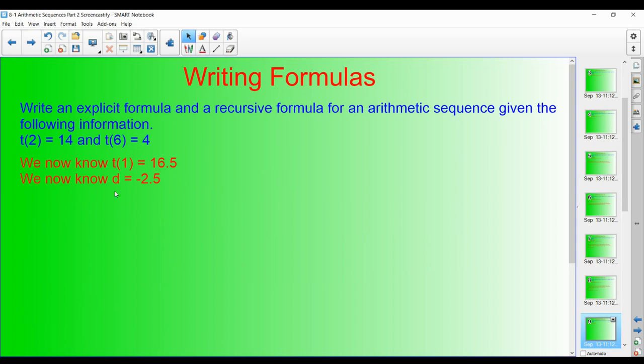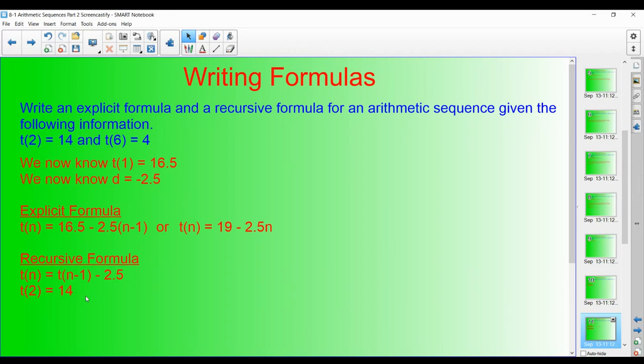So we know T1 equals 16.5. We know that the common difference is negative 2.5. So in first term form, okay, T of n equals our first term. Now we have a minus because we're going down, so minus 2.5 is our change, times n minus 1. And you could check, you could put 2 in here and see that you get 14 out. Or you put 6 in to get 4. I recommend always checking at least one of them.